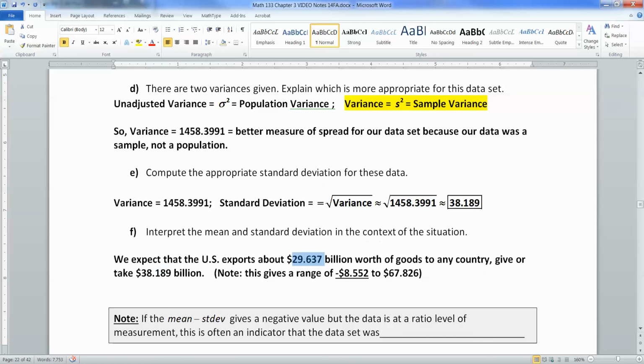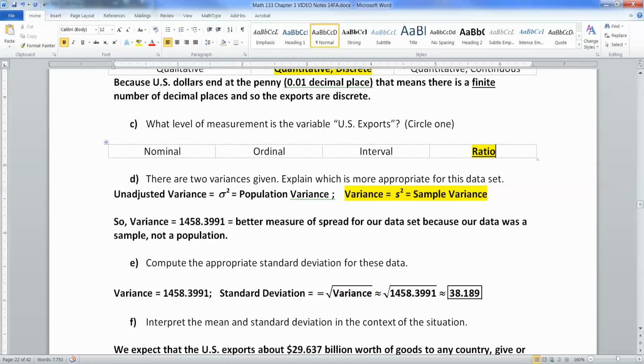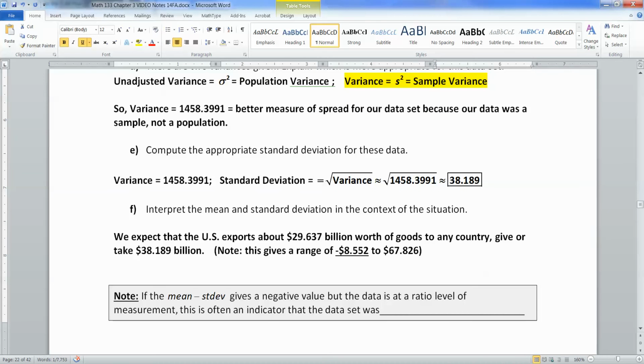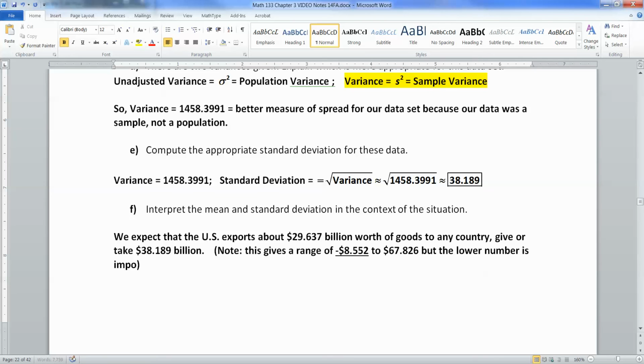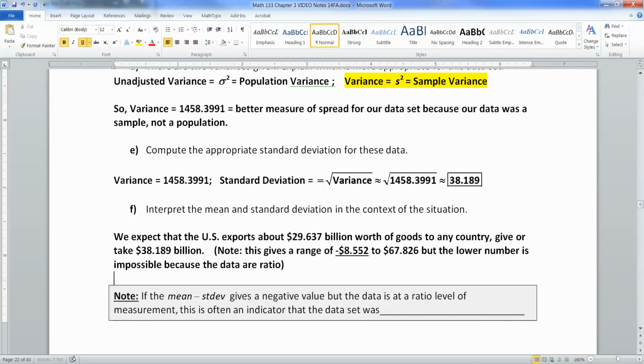average. And when that happens, that's usually a flag of something going on. As long as your data set was ratio, which it is, right? Right. But the lower number is impossible because the data are ratio, right? Level of measurement. So what's going on here? Well, if this happens, if the mean, which was 29.637, take away the standard deviation, yields a negative value, but the data is at a ratio level, which this is, the data are at a ratio level.